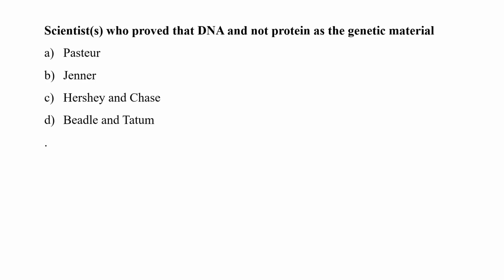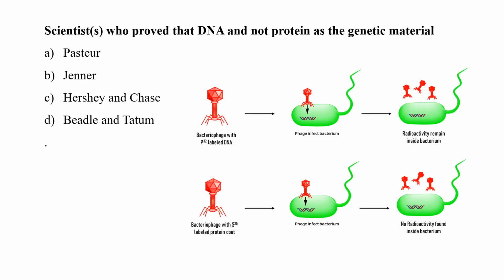Scientist who proved that DNA and not the protein is the genetic material: was it Pasteur, Jenner, Hershey and Chase, or Beadle and Tatum? Hershey and Chase experiments were a series of experiments which helped to confirm that DNA is the genetic material. So basically, what did they do?